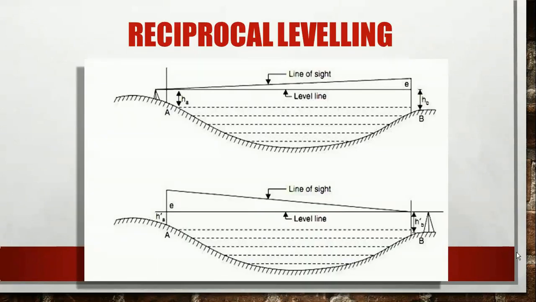So, basically the overall diagrammatic representation of reciprocal leveling: there is a station point A and there is a station point B. Between the two stations there is a river, right? So it is not possible to set up the level exactly in the midway between the two stations. So for that you have to first set up the level near station A and take the readings, and in the next step you have to set up the instrument near point B and take the readings, right? And by applying the necessary corrections you are able to find out the difference in elevation, right?